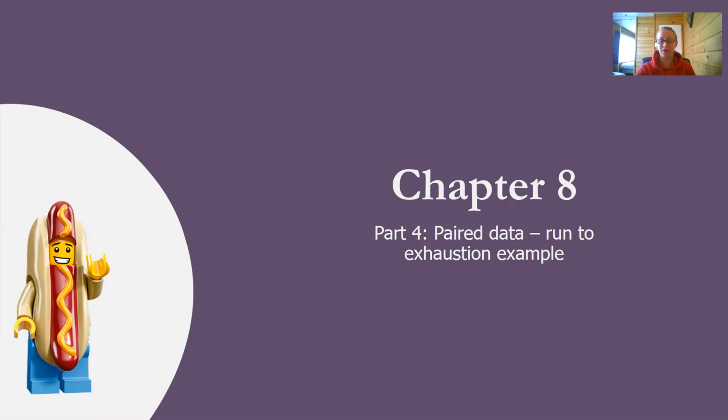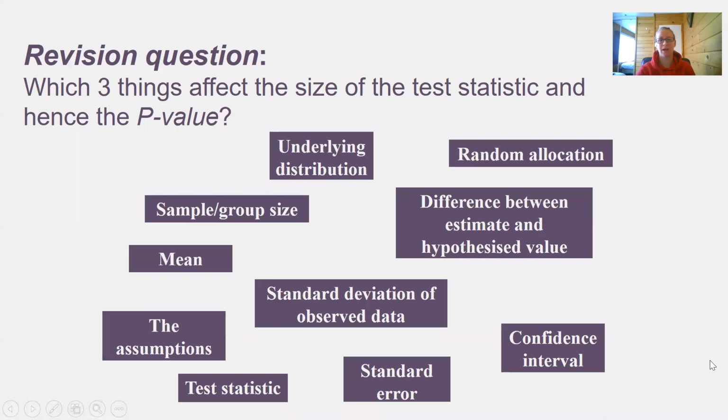Before we get into that though, the question today is this one, and it's going to take a bit of thinking. So the question is, which three things of those in the purple boxes affect the size of the test statistic and hence the p-value?